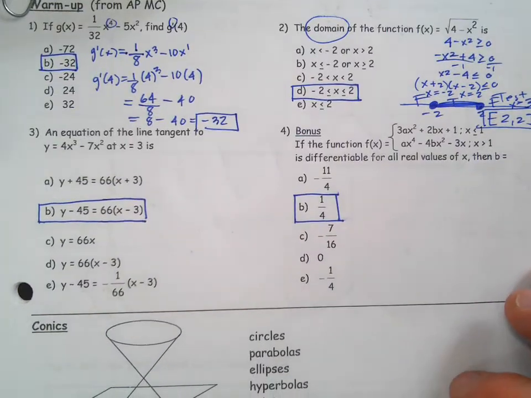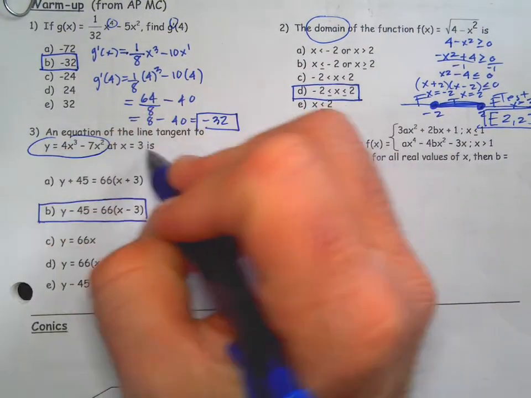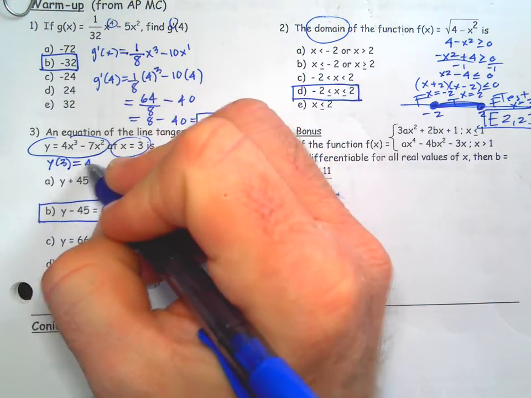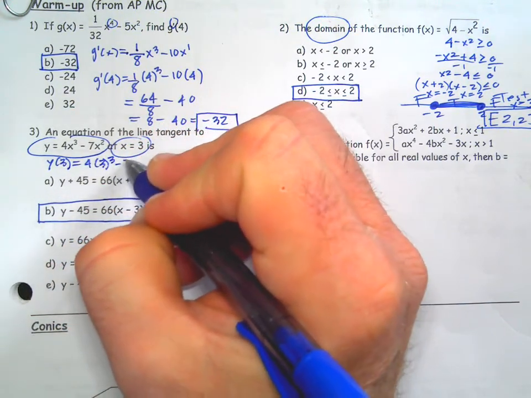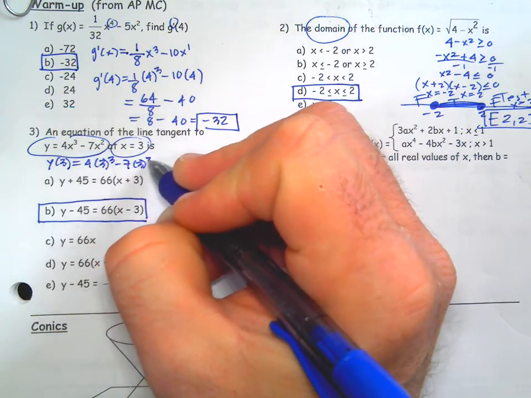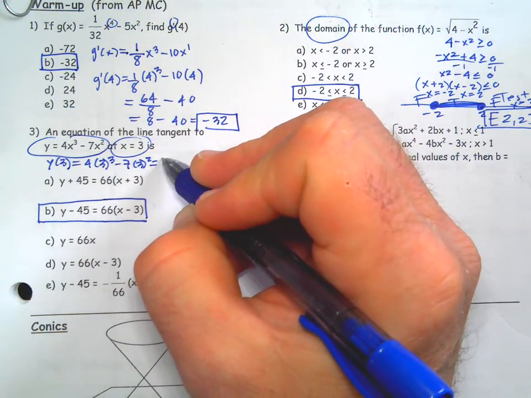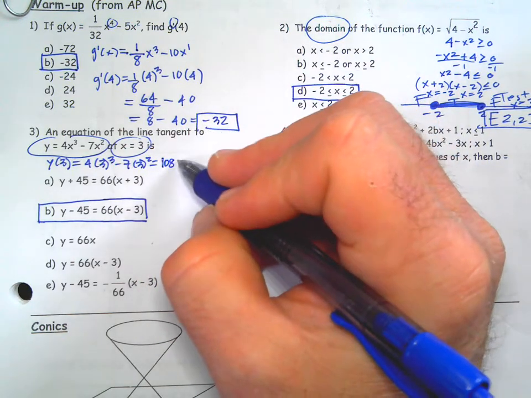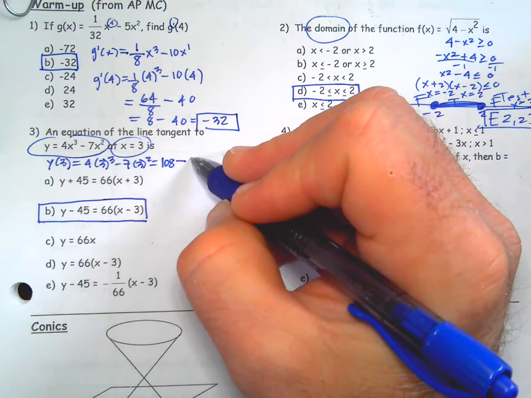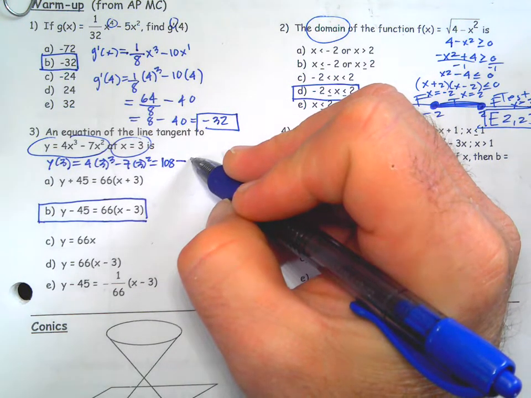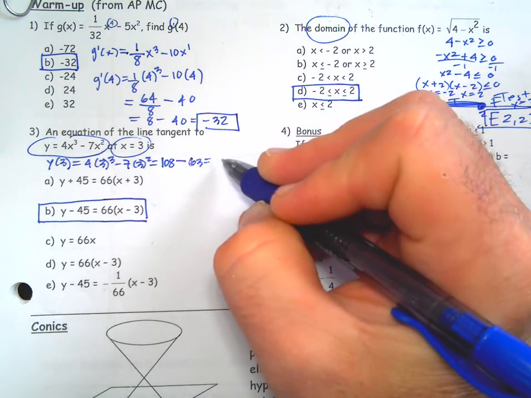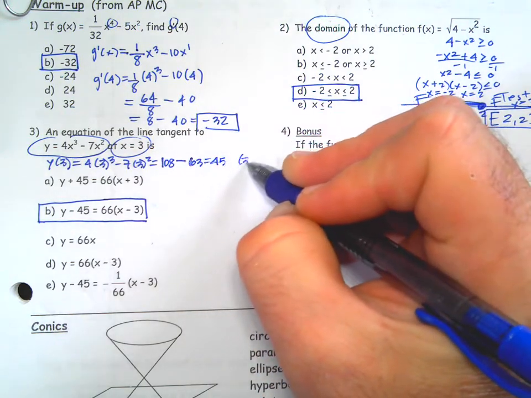Number 3, the equation of the line tangent to a curve at x equals 3. Well, you need a point. So we have half of the point. We have the x value of the point. We need to find the y value of the point. And so we're going to get 4 times 27 is 108, minus 9 times 9, did I make a mistake? Let's see. 9 times 9 is 81, so it's going to be 45. And so the point on the graph is (3, 45).